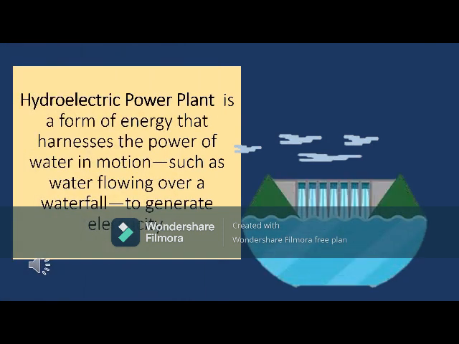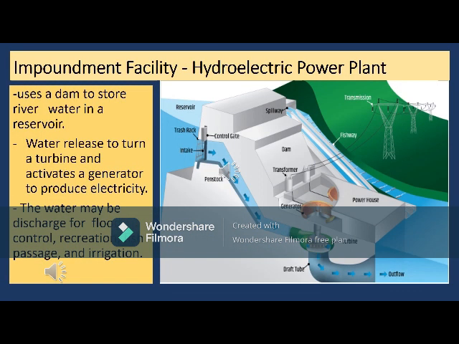Okay, we have hydroelectric power plant, a form of energy that harnesses the power of water in motion, such as flowing water over a waterfall, to generate electricity. Impoundment facility, hydroelectric power plant. This one uses a dam to store river water in the reservoir. Then we have the water released to turn the turbine and activate a generator. As it turns, it produces electricity.